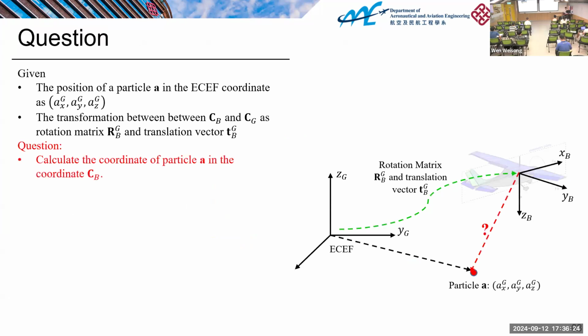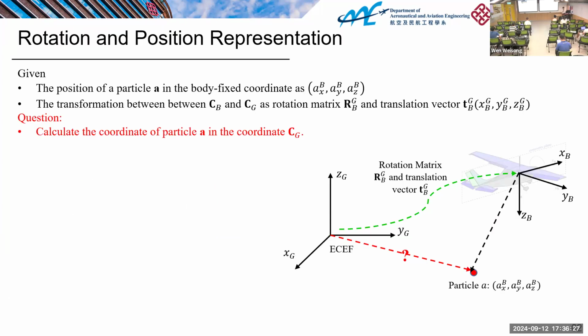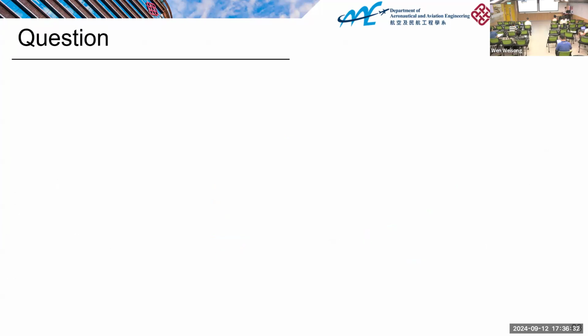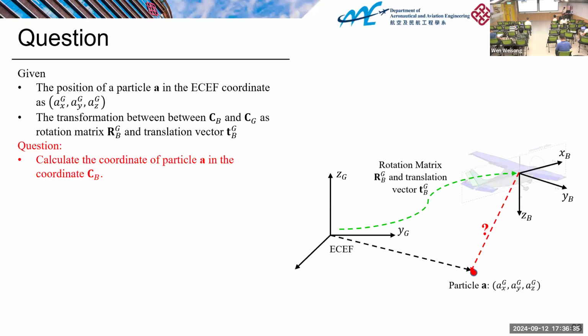If you do an example, for example, on the previous page, this is known and this is unknown. For this example, it's an inverse problem. The given part is the position of a particle A in the ECEF coordinates, for this point. Also the transformation between the CB and CG is given: the rotation matrix RBG, meaning the rotation from the body frame, the B frame, to the G frame, and the translation TBG from B to G.